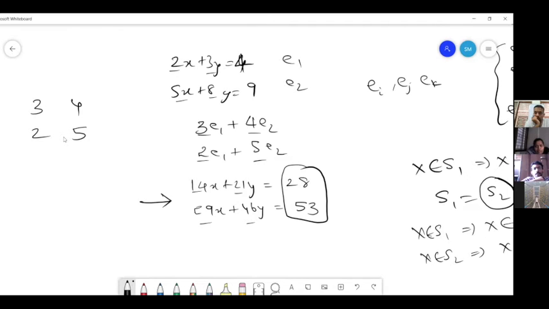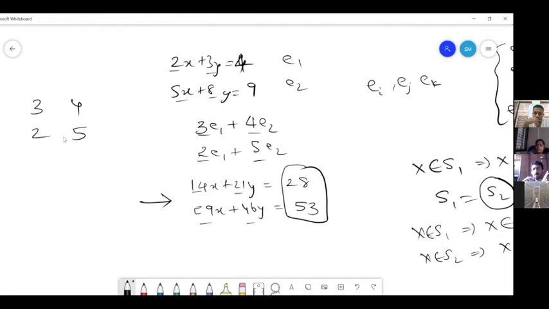But is it always that only if there's a linear combination there's an equivalence? Is it the case? No. Or in other words, if two systems are equivalent, then you can find a linear combination. Is it true always?